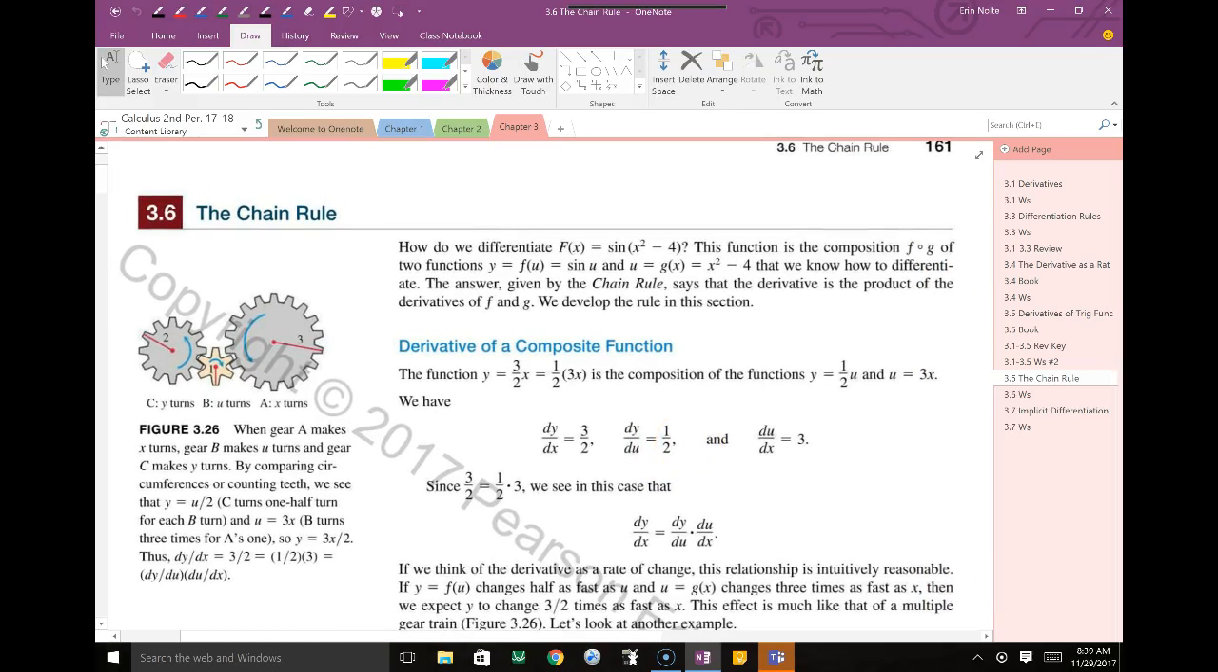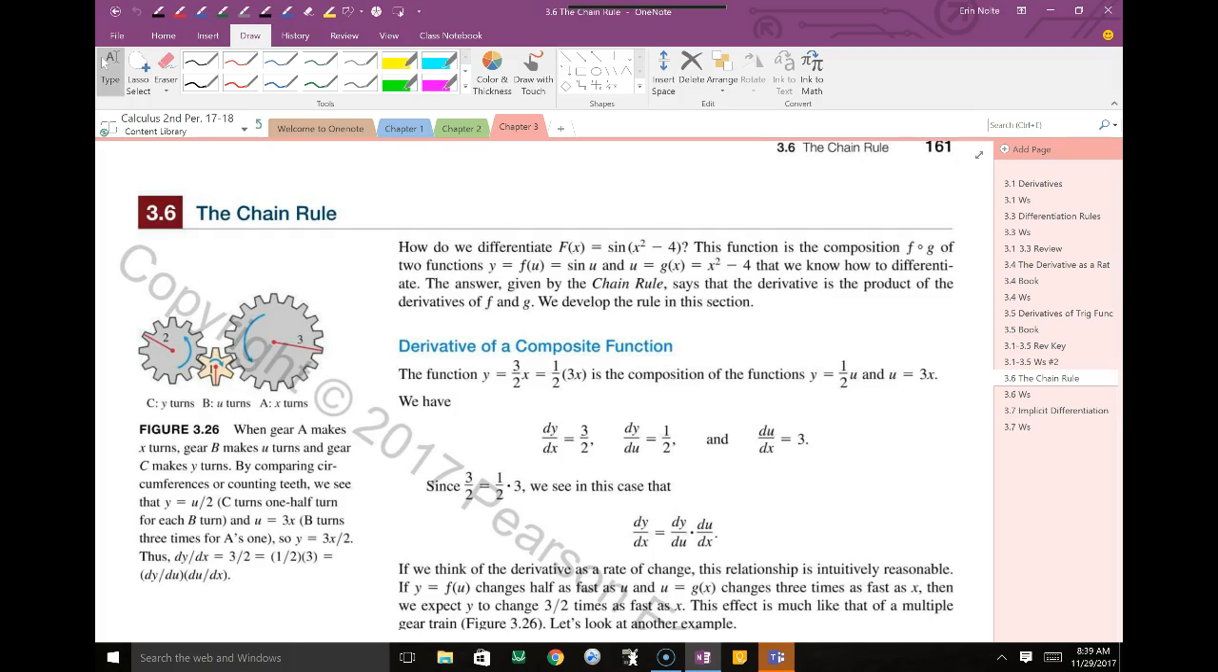Okay, so in this whole chapter, we've been learning to derive, right? What are the methods that we know in order to derive? Product rule, quotient rule, basic rule, and definition of the derivative. Nice. So this now is going to be a fourth way to derive.